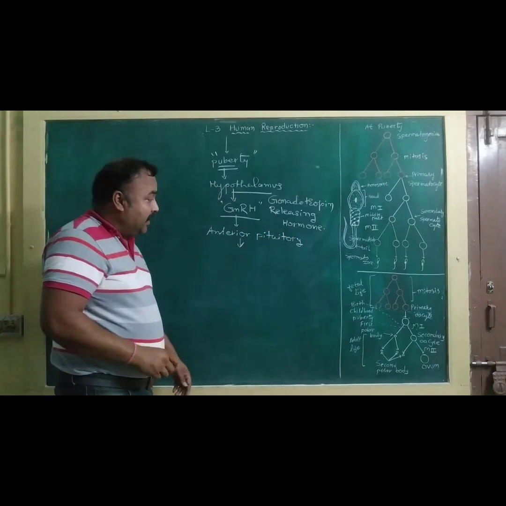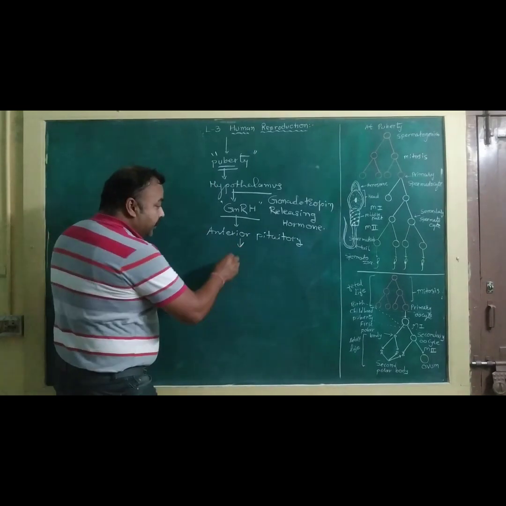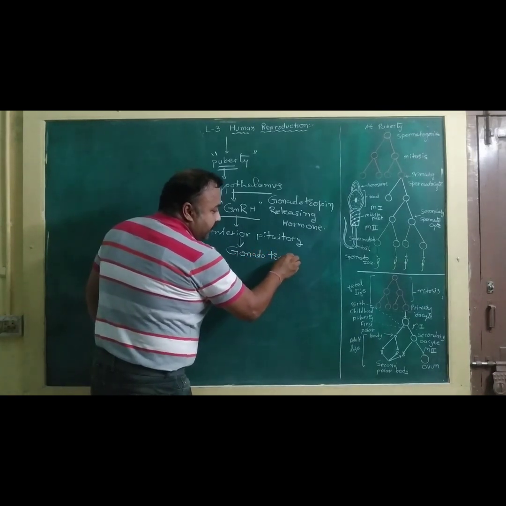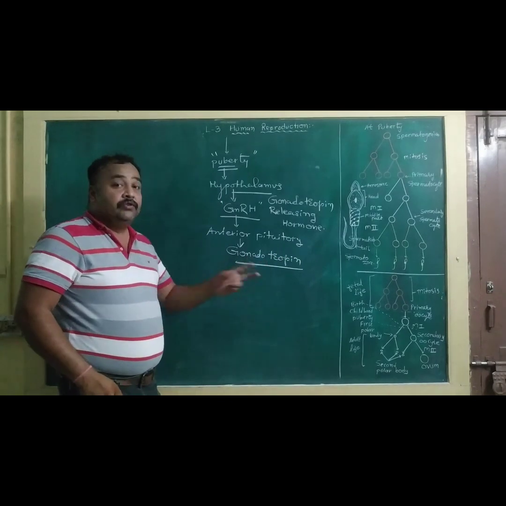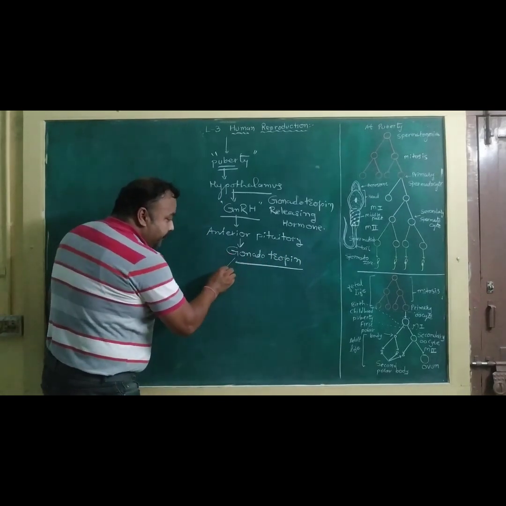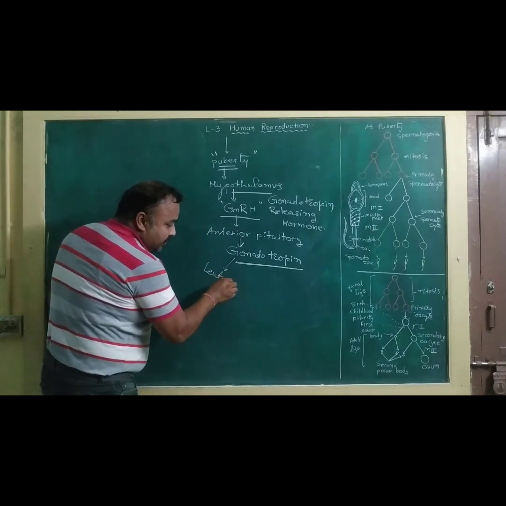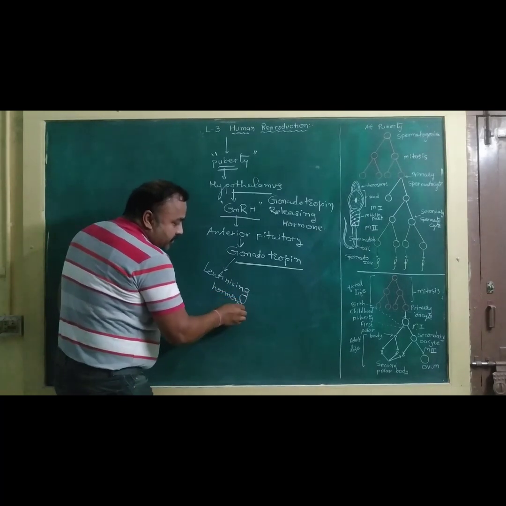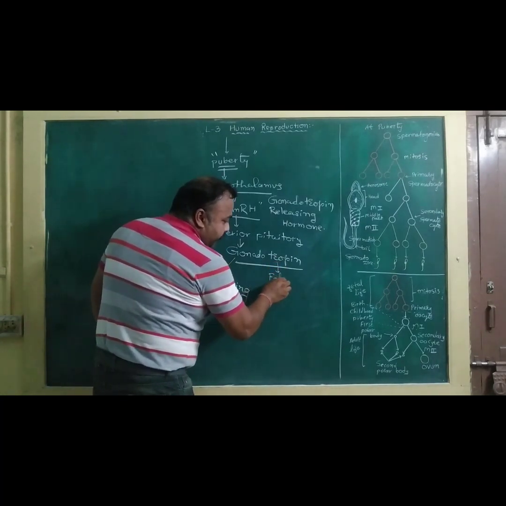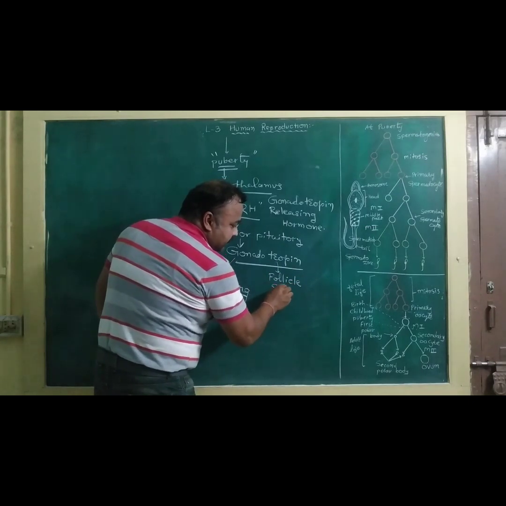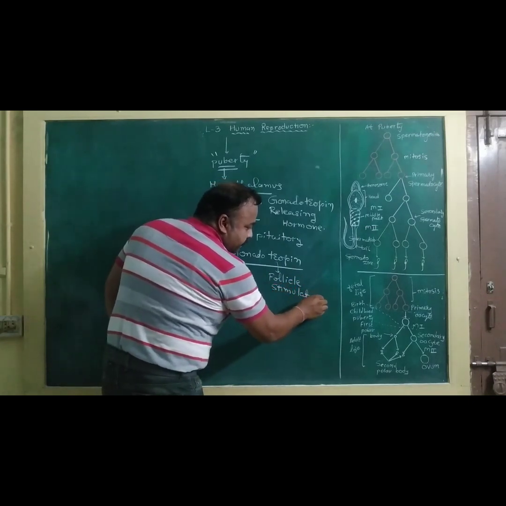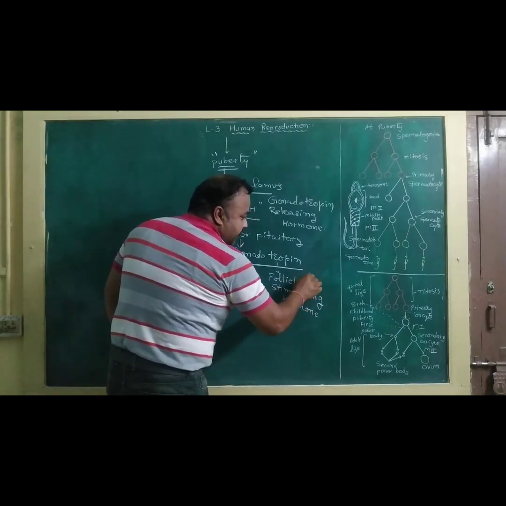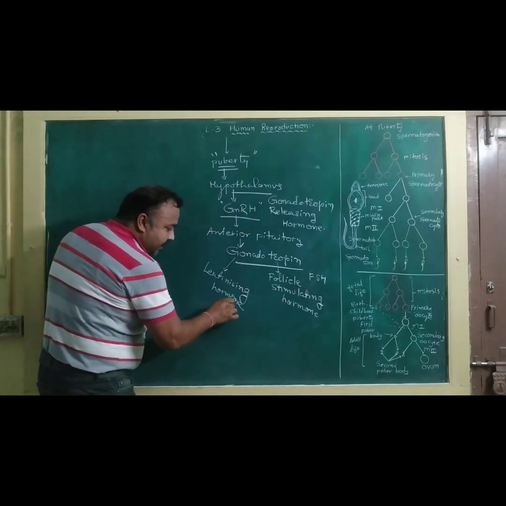The anterior pituitary gland will secrete a hormone known as gonadotropin. And the gonadotropin has two types of hormones. One is known as luteinizing hormone, and another one is called follicle stimulating hormone. This is called FSH and this is called LH.